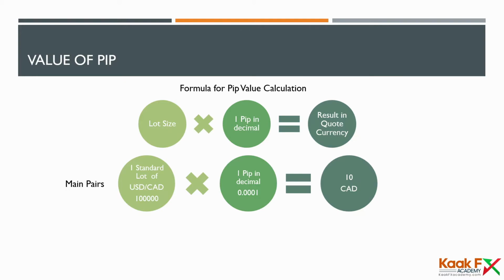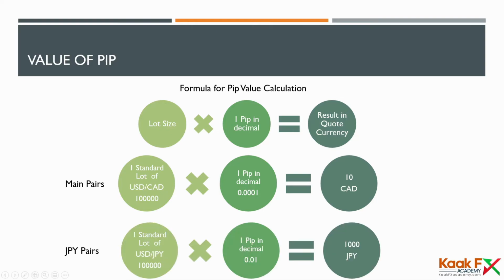This is one more thing that we're learning so we could understand the math behind it. But MT4 will show you your profit and loss, or your potential profit and loss, in the base currency after doing all those calculations. Okay, let's take a look at an example for a Japanese yen pair.